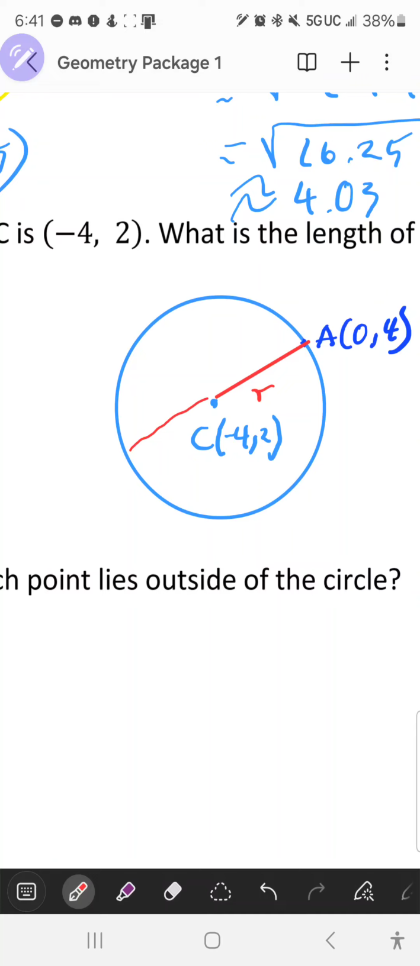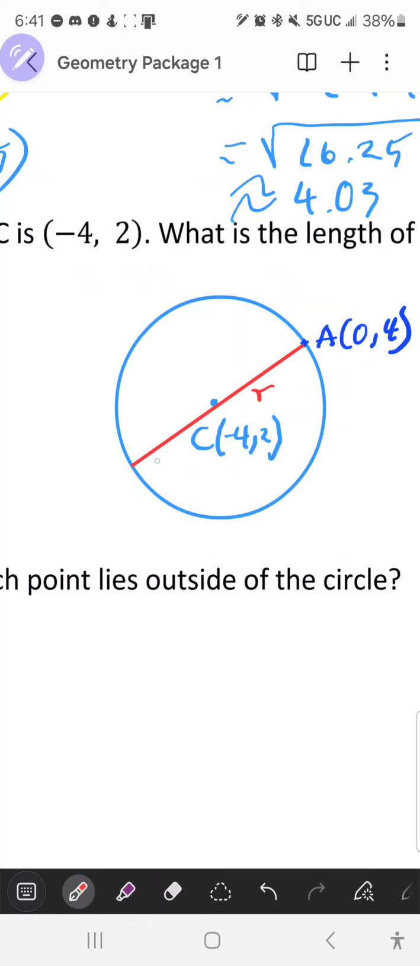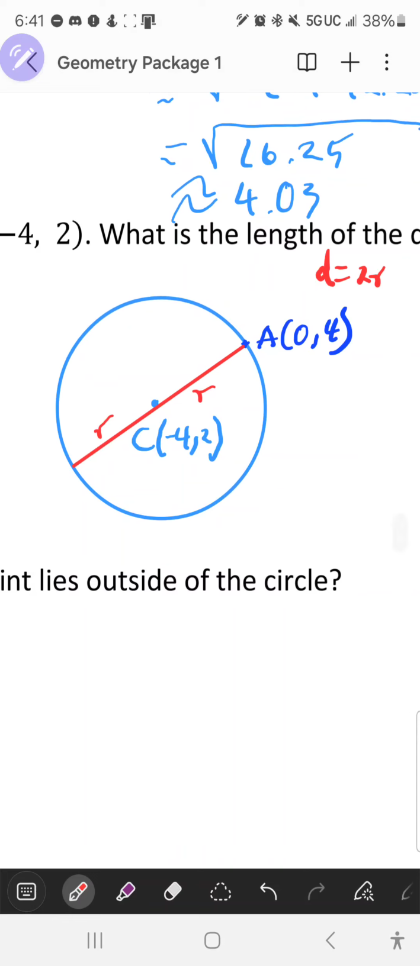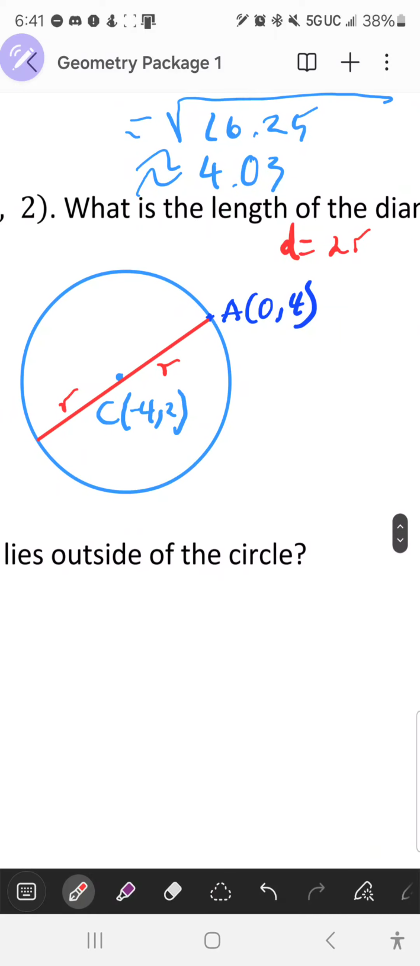So this, like this, passing through the center. Okay, that's the best I could do. This right there is the diameter. Since this is a radius and this is another radius, and all radii are equal, we know that the diameter is just 2 times the radius.